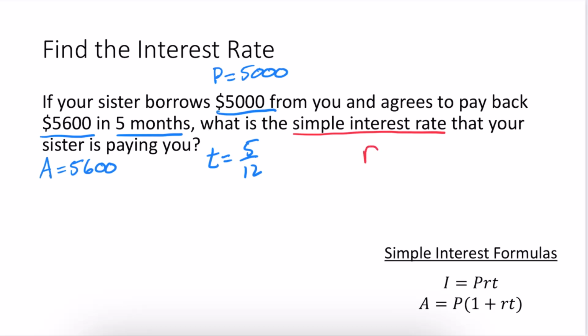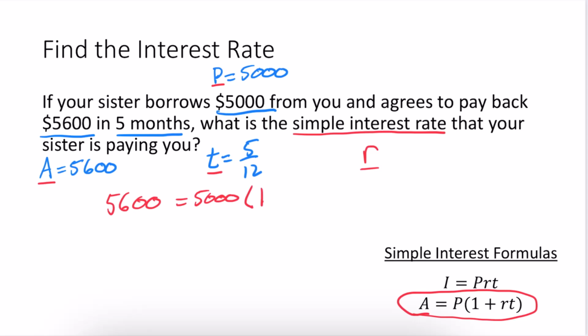So if we look at the variables we have an A, a T, a P, and an R. And so that tells me that I'm going to use this formula because that's the formula that involves all of those variables and also is one of our simple interest formulas. So to calculate this, I'm basically just going to plug my numbers in and simplify the equation that I get as a result. So A is 5,600, P is 5,000, and then I have 1 plus R, which is what I'm looking for, times 5/12. And in this equation, I'm trying to find out what R is.